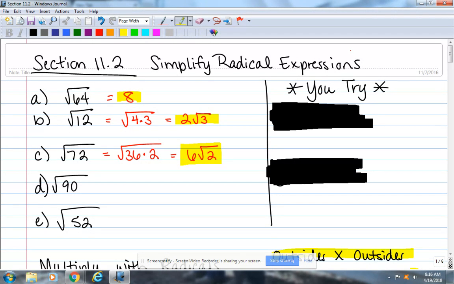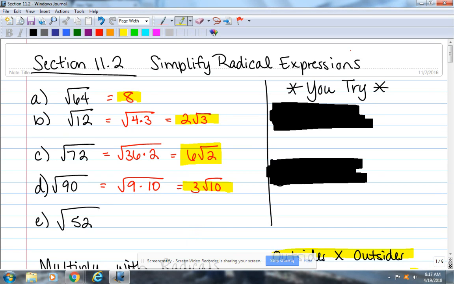Now, do we have any of those numbers that go into 90? 9. 9 times what equals 90? Now, is 9 the largest square that goes into 90? Yeah, and it's the only one besides 1, actually. So 9 times 10. And what is the square root of 9? 3. So we bring it outside. 3 radical 10. Very good. Any questions?